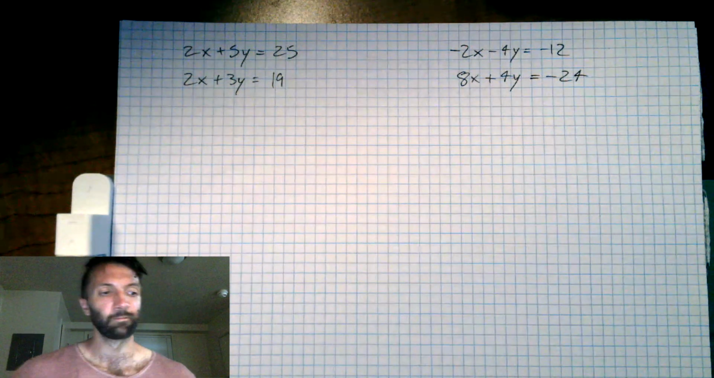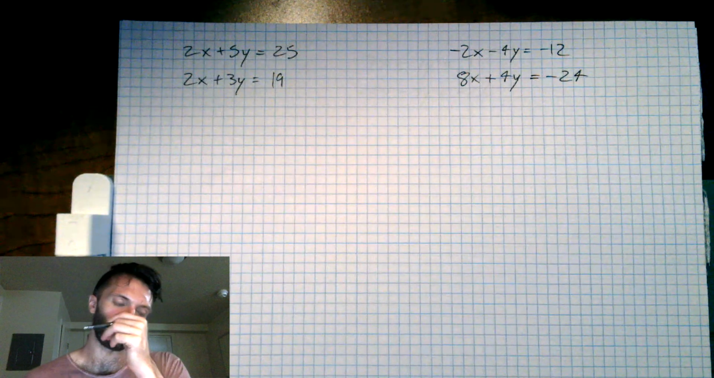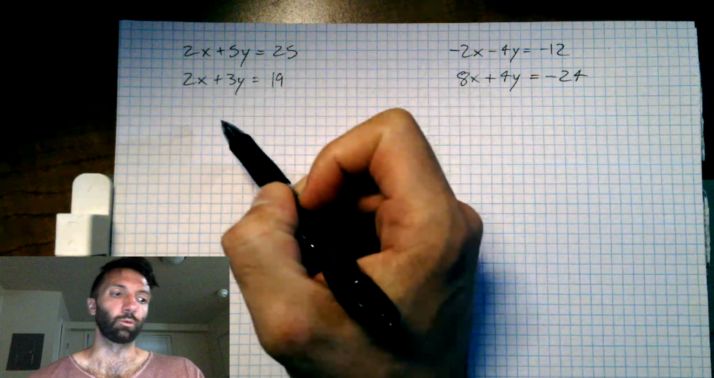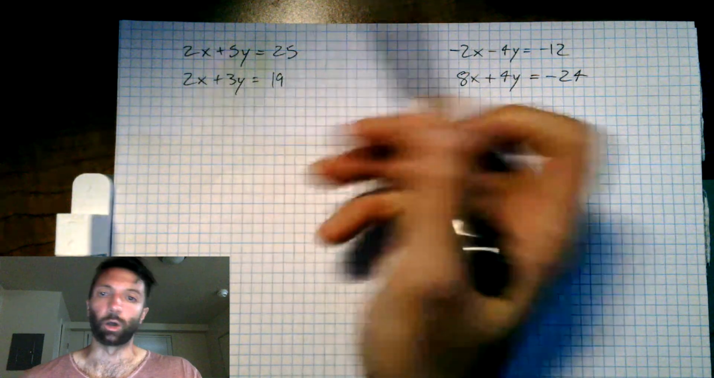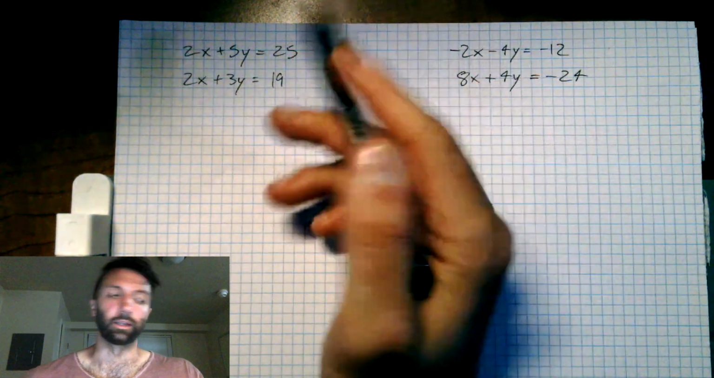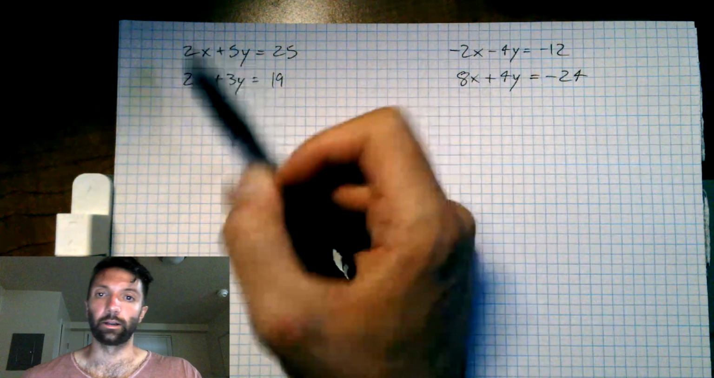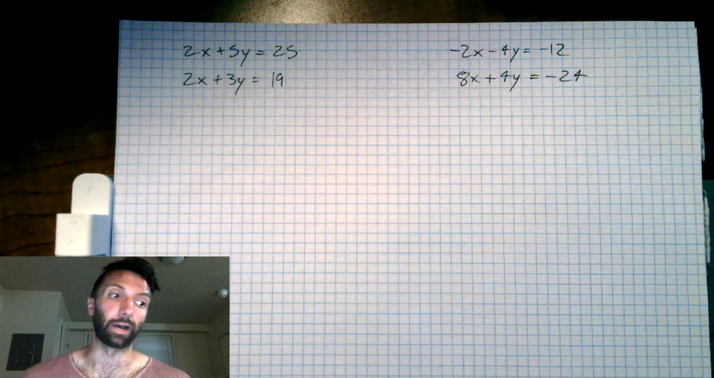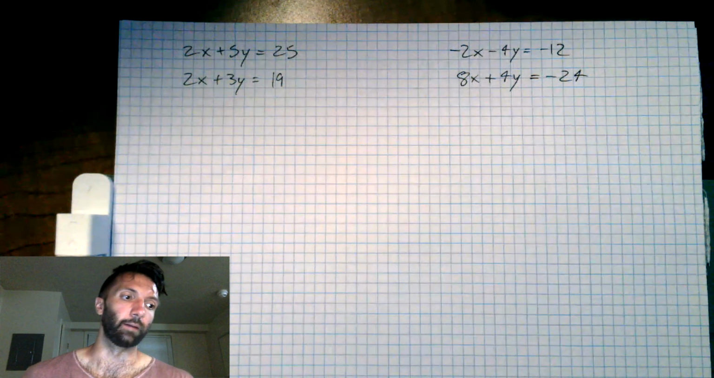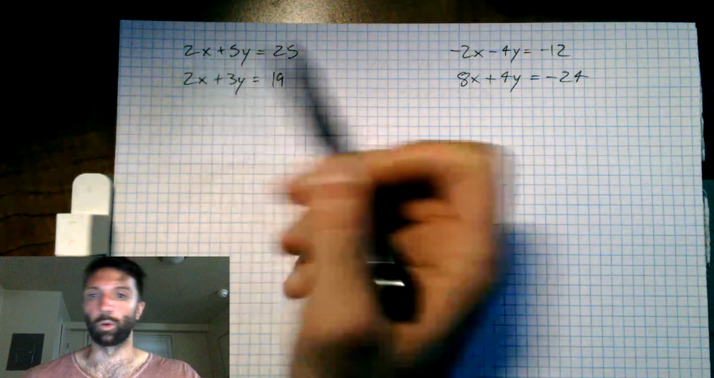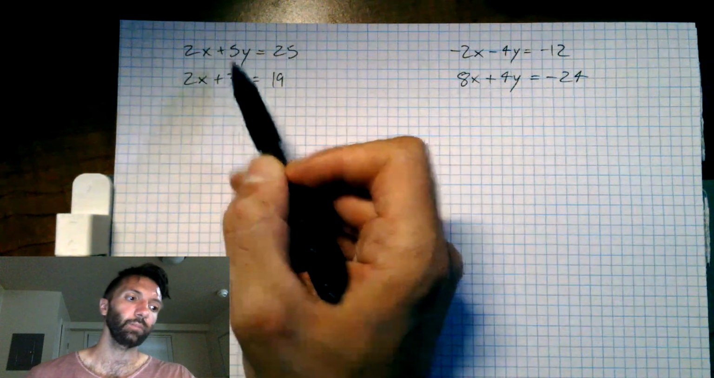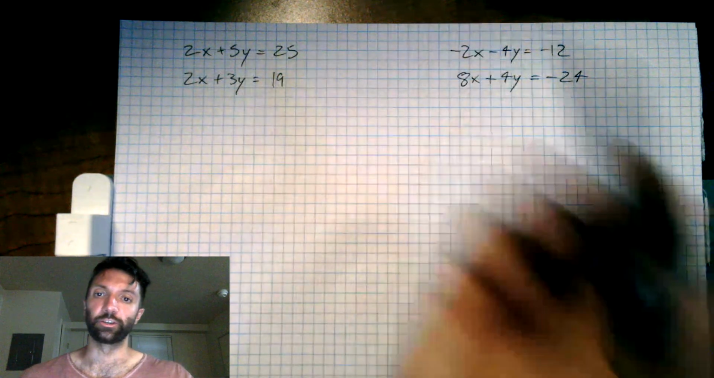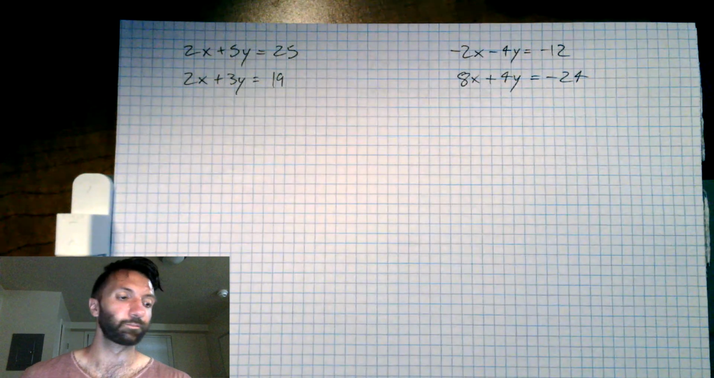tougher ones. But if you remember when we did substitution, substitution's really useful when one of your variables is already by itself, when it's already isolated. So as you can see here, none of the variables in either equation is by itself, and so these equations are in what we call standard form. And when your equations are set up this way, then elimination's usually the move.